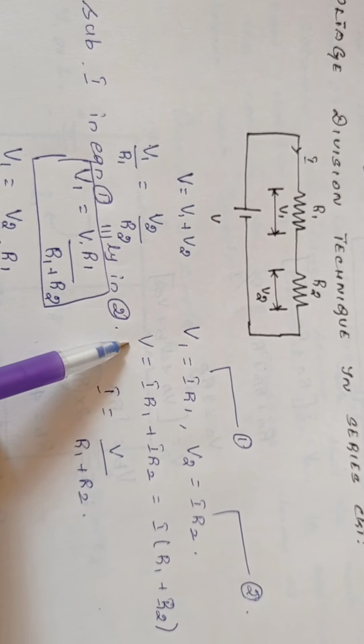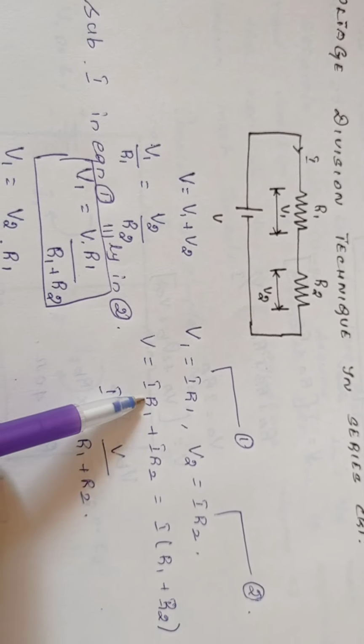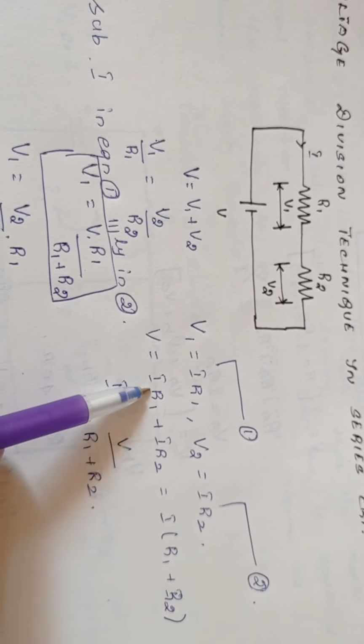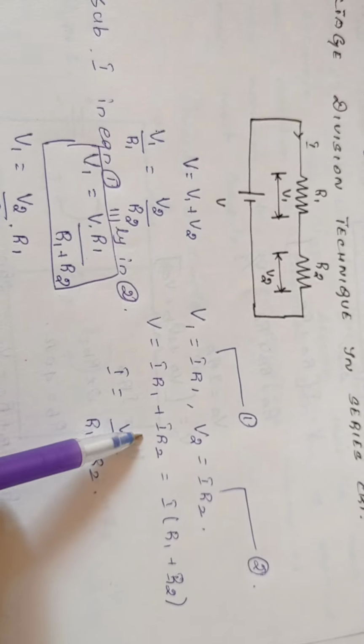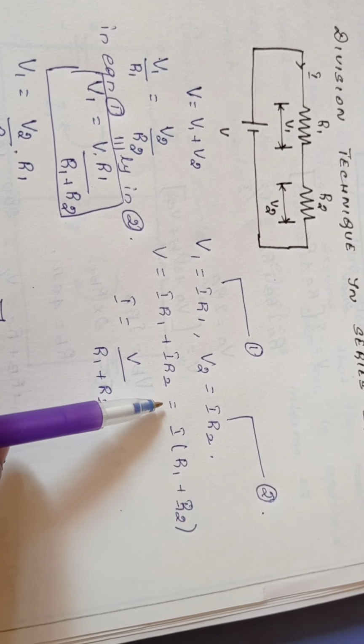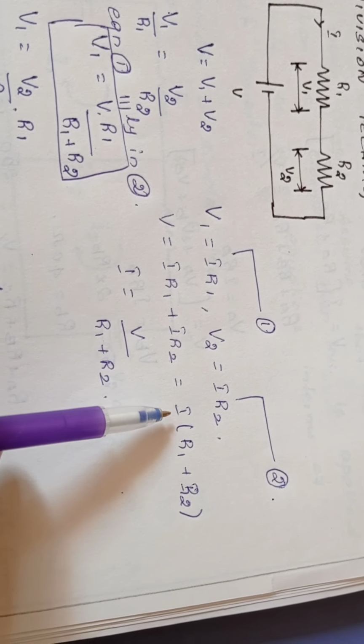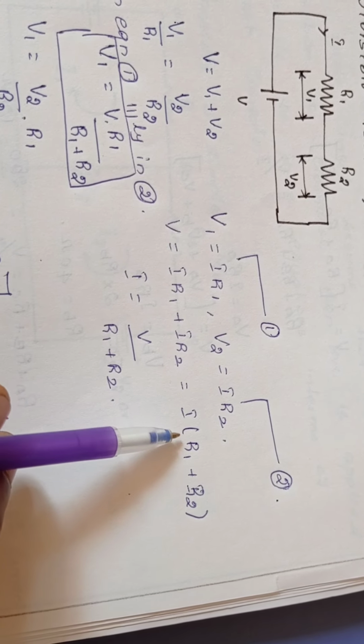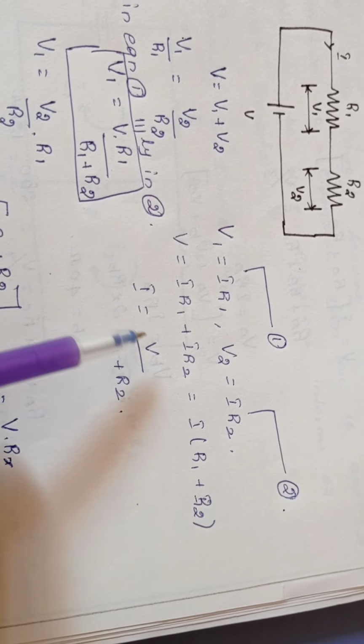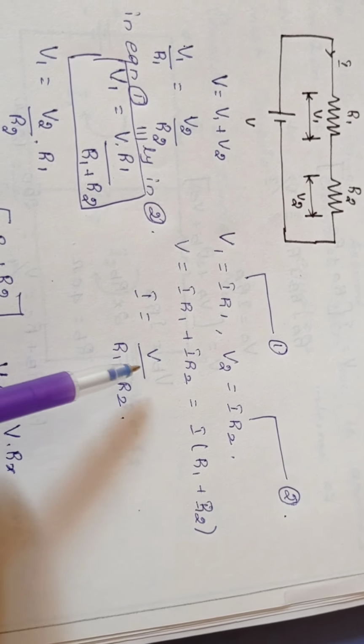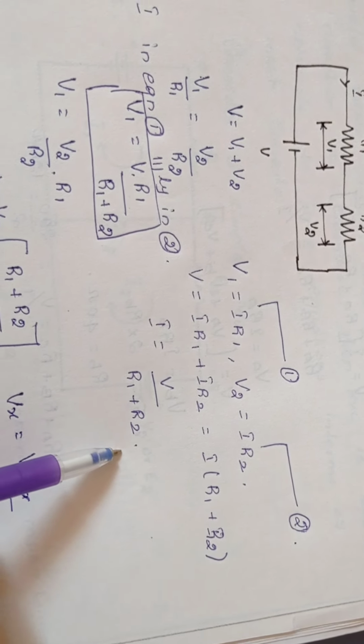The total voltage V is equal to V1 plus V2. So V1 is IR1, V2 is IR2. I is taken as common, that is equal to I into R1 plus R2. I is equal to V divided by R1 plus R2.